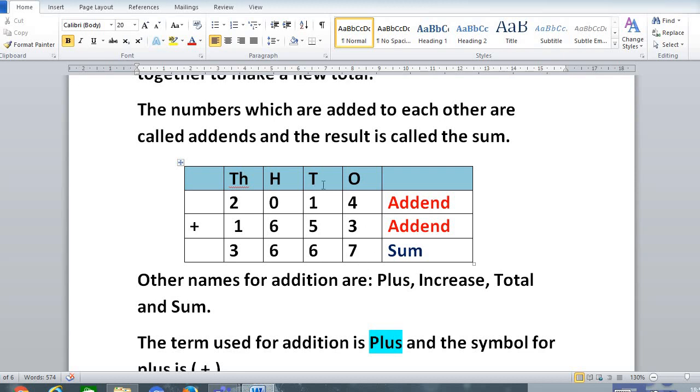Now come to the tens place. 1 ten plus 5 tens, that is 6 tens. So write 6 under the tens column. Now come to the hundreds place. 0 plus 6 hundreds, that is 600. Write 6 under the hundreds column. Come to the thousands place. 2000 plus 1000, that is 3000. So write 3 under the thousands column. So your sum, your result, is 3667. So this addition is without carrying.